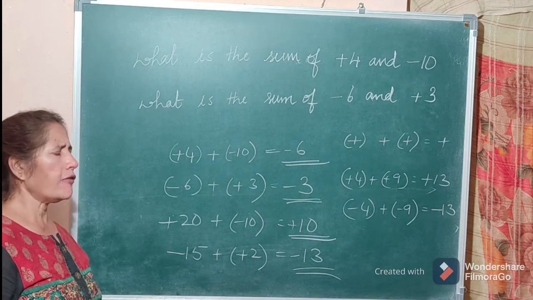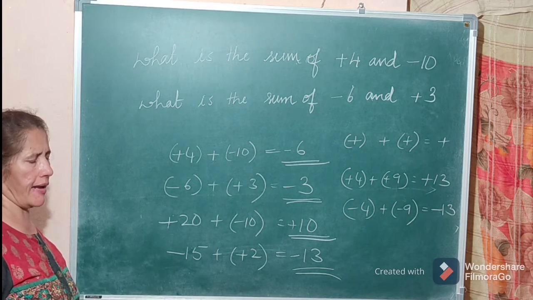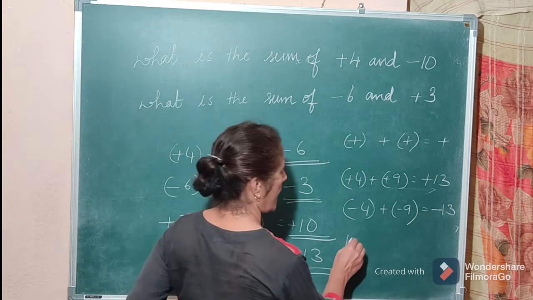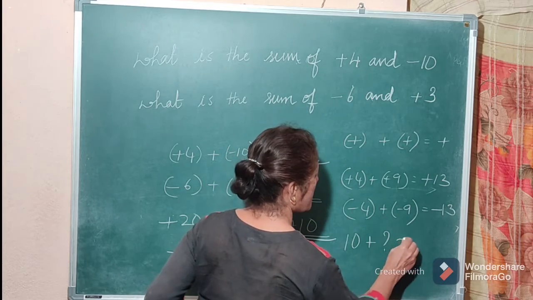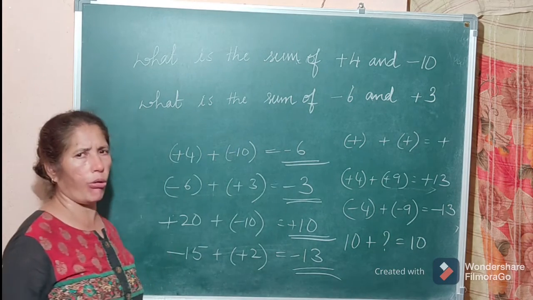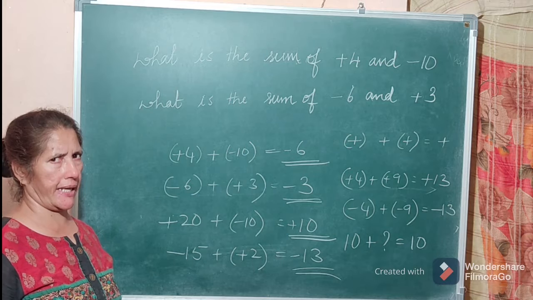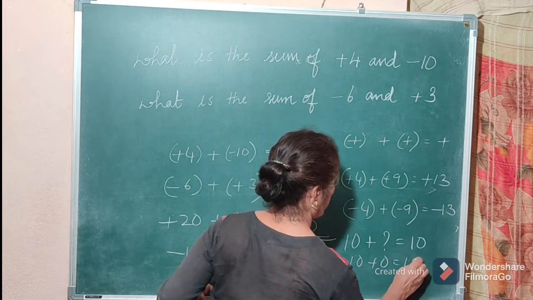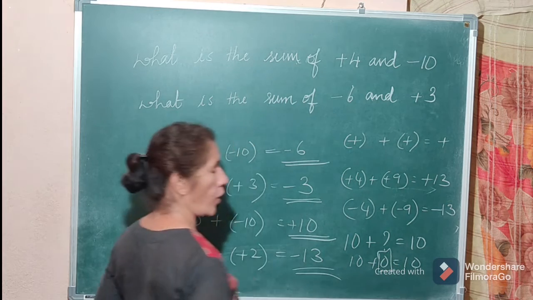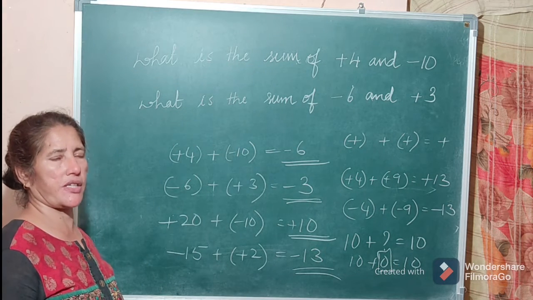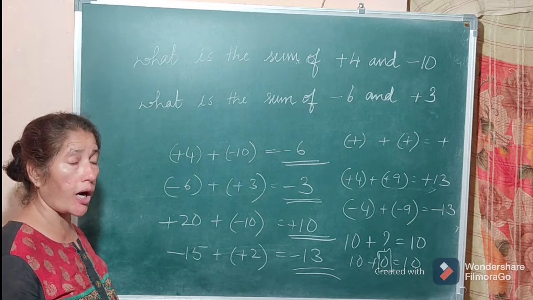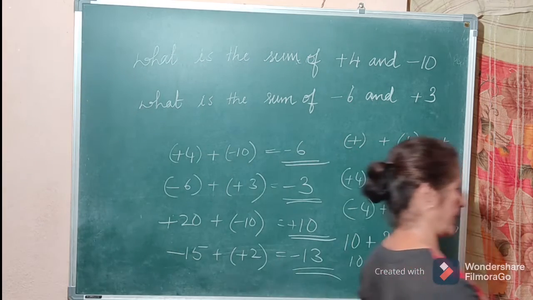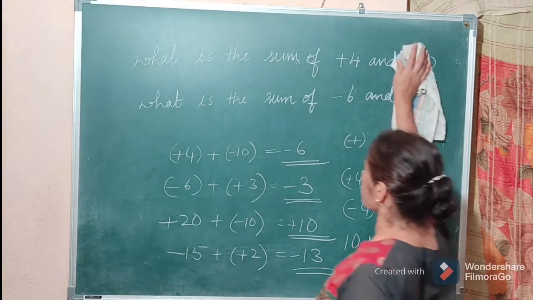Is it clear? One more thing I want to tell you in this class. Suppose I ask you the question, 10 plus what is 10? You know, 10 plus 0 is 10. So this 0 is called additive identity.